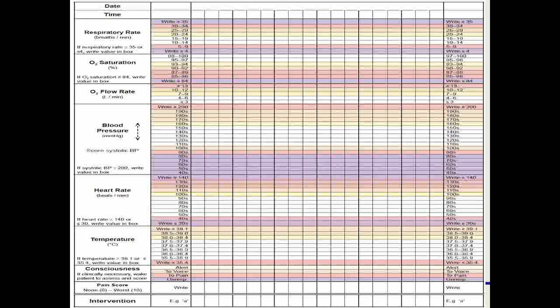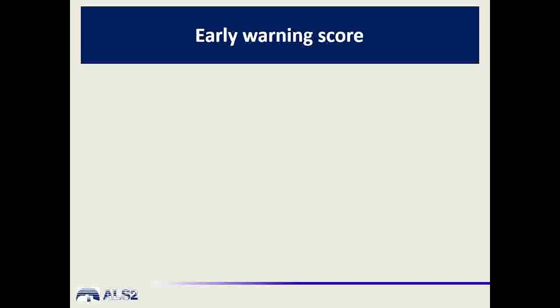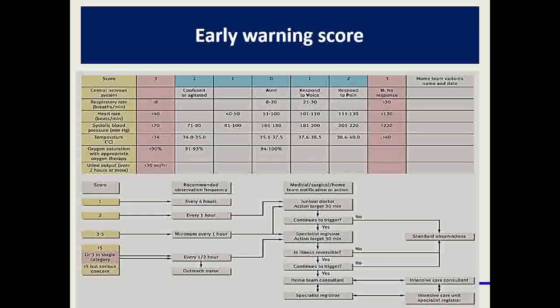This is for the nurses. Now, let's see how we can use this early warning score. Can you see these parameters? Central nervous system, respiratory system, heart rate, blood pressure, temperature, oxygen saturation, urine output. Now, if it is within the normal range, the score is 0. We are giving numbers to these ranges. When the numbers are going up, the score increases.